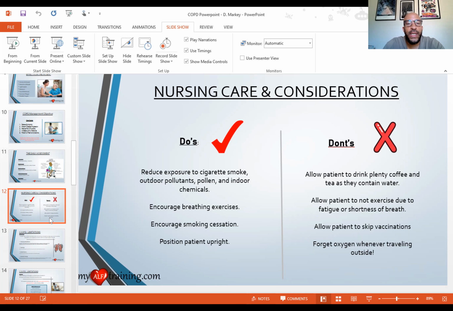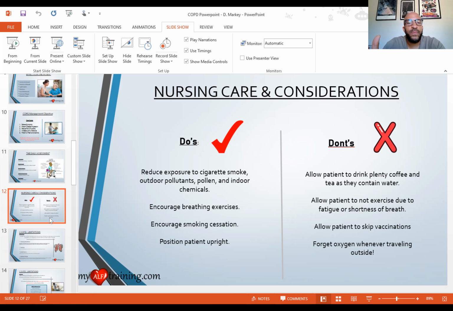Also, we want to encourage breathing exercises. So taking deep breaths, pursed lip breathing, coughing, even if the patient doesn't feel like they have to cough. All these things are exercises for the lungs that are going to strengthen them, get the juices pumping, if you will, inside the lungs, and help loosen up the phlegm that may be inside of the lungs, so the patient can expel it when they get a breathing treatment, or if they can cough it up on their own, that's great too.